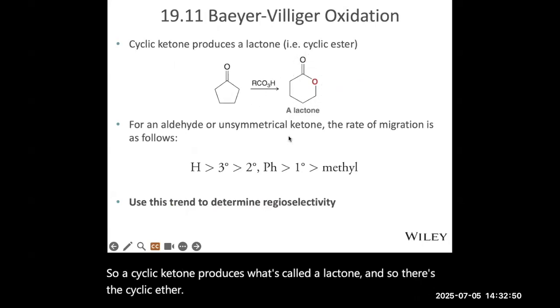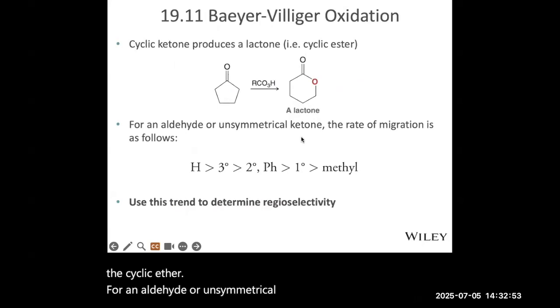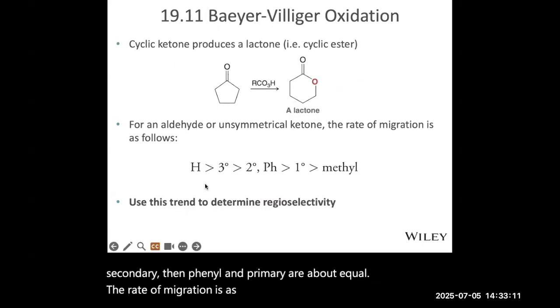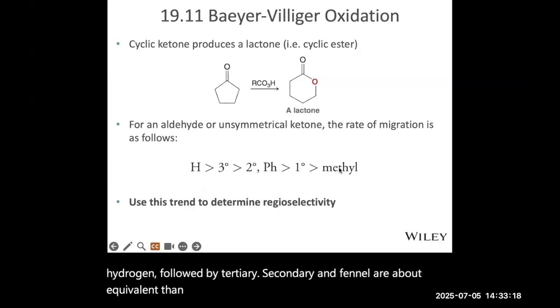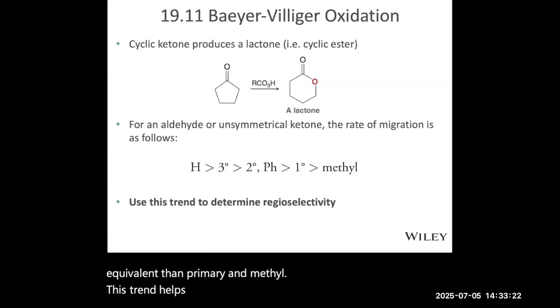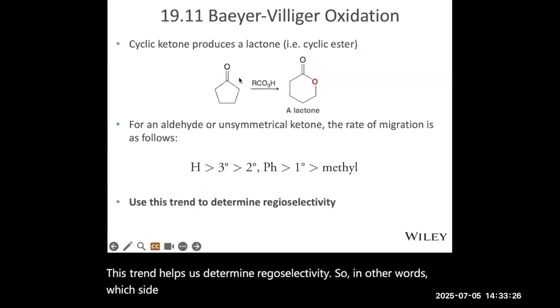For an aldehyde or unsymmetrical ketone, the rate of migration is as follows. The most likely to migrate is a hydrogen, followed by tertiary. Secondary and phenyl are about equivalent, then primary and methyl. This trend helps us determine regioselectivity. So in other words, which side of the ketone is the oxygen going to insert. So if we use this trend here, let's try to determine which side the oxygen is going to go on.